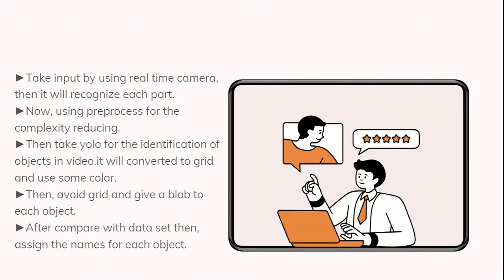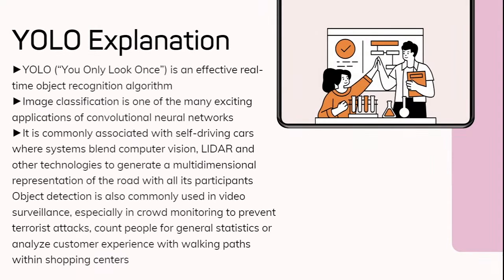Now we look at the explanation about YOLO. The full form of YOLO is You Only Look Once. It's one of the very famous pre-trained algorithms for object detection. It is an effective real-time object recognition algorithm.